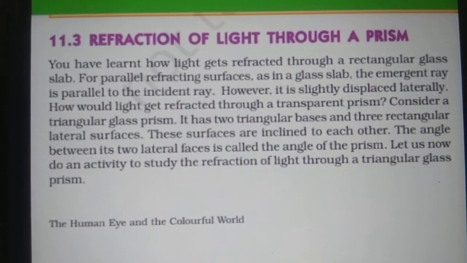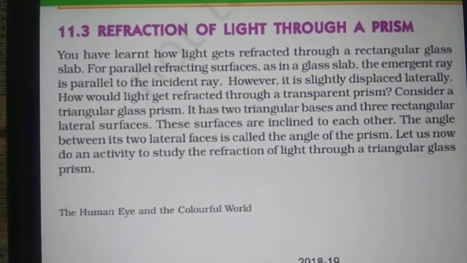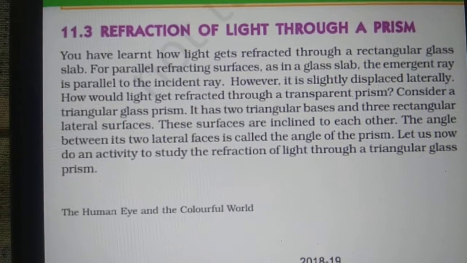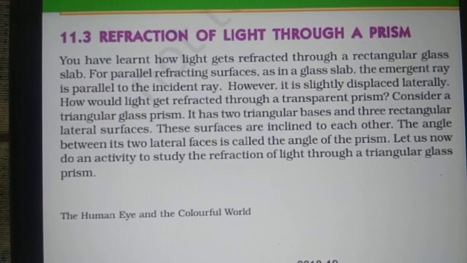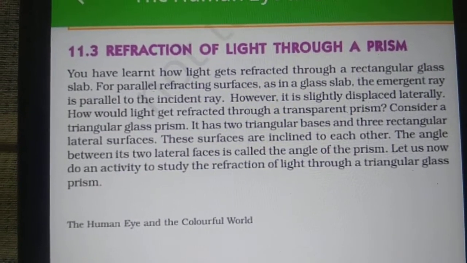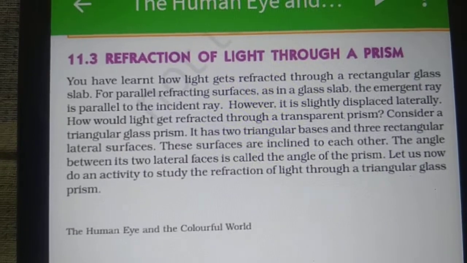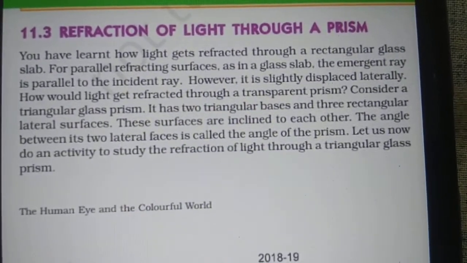Consider a triangular glass prism. It has two triangular bases and three rectangular lateral surfaces. Now these surfaces are inclined to each other. The angle between its two lateral faces is called the angle of prism. Let us see it by doing an activity of refraction of light through a glass prism.